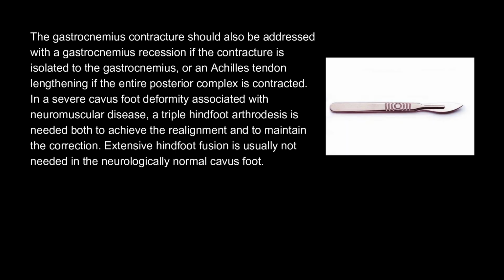The gastrocnemius contracture should also be addressed with a gastrocnemius recession if the contracture is isolated to the gastrocnemius, or an Achilles tendon lengthening if the entire posterior complex is contracted. In a severe cavus foot deformity associated with neuromuscular disease, a triple hindfoot arthrodesis is needed both to achieve the realignment and to maintain the correction. Extensive hindfoot fusion is usually not needed in the neurologically normal cavus foot.